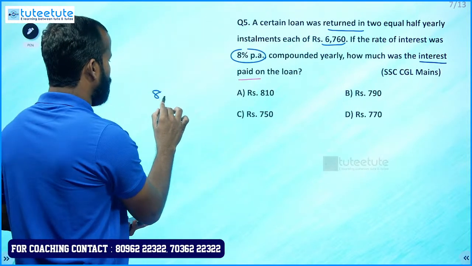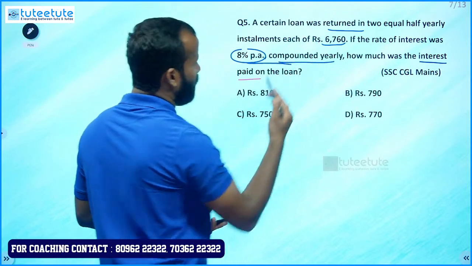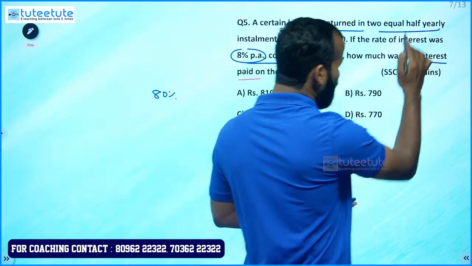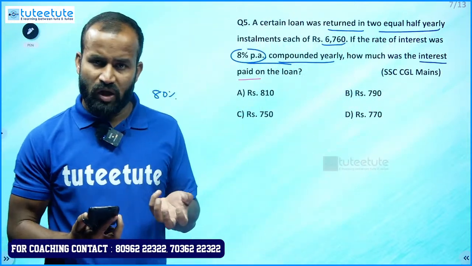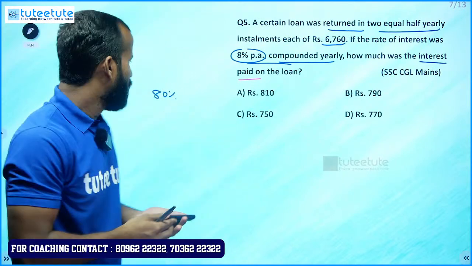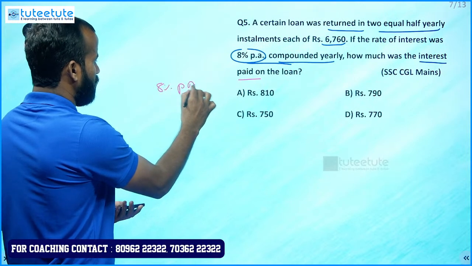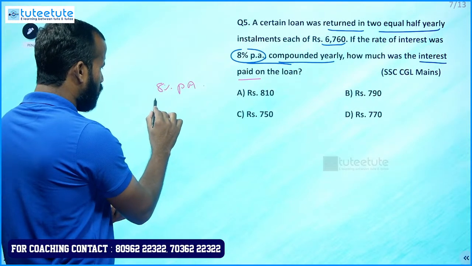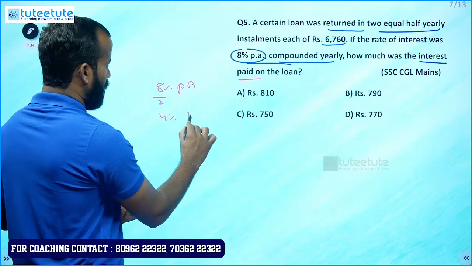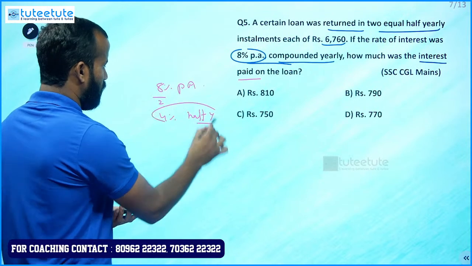8% compounded yearly. 8% per annum compounded yearly. But what is given? To equal half-yearly installments. Compound interest half-yearly we are calculating, so what we will do? This is 8% per annum, so 8 by 2 means 4% half-yearly.